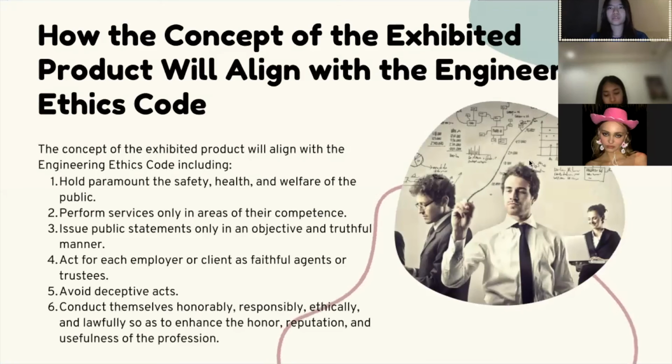The concept of the exhibited product will be aligned with the engineering ethics code by including it: holding paramount the safety, health, and welfare of the public; performing services only in areas of their competence; issuing public statements only in an objective and truthful manner; acting for each employer or client as faithful agents or trustees; avoiding deceptive acts; and conducting themselves honorably, responsibly, ethically, and lawfully so as to enhance the honor, reputation, and usefulness of the profession.